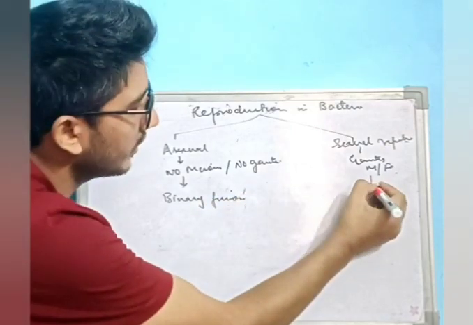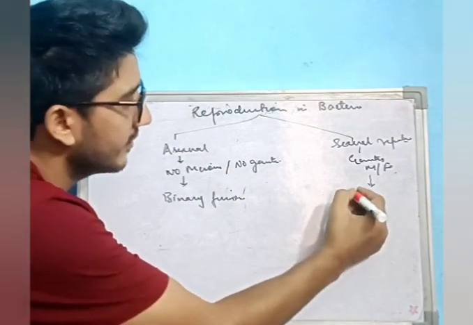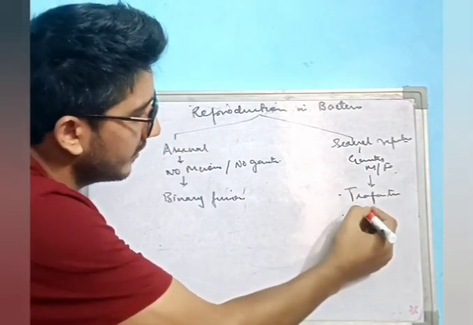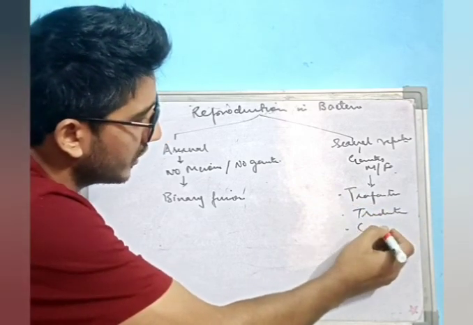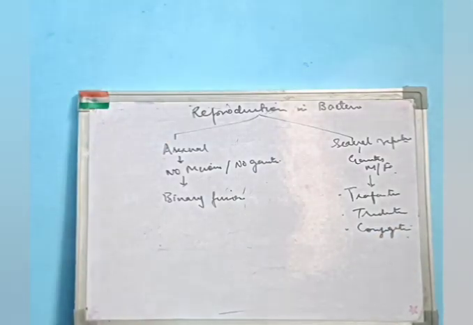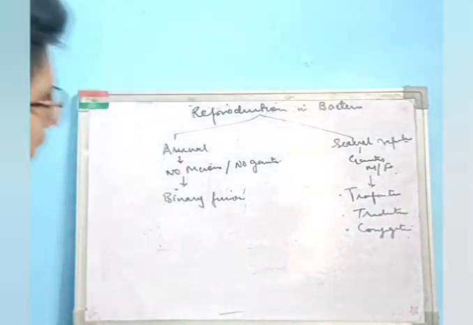In sexual reproduction there are different types, like transformation, transduction and conjugation. So how does binary fission take place in bacteria? We are going to look at that.